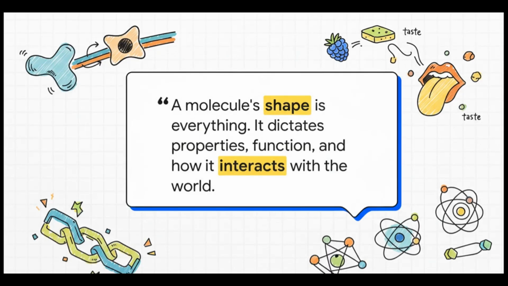And that right there is the ultimate takeaway. A molecule's shape is everything. It's its destiny. That shape dictates whether a drug will fit into a protein in your body, why something tastes sweet or bitter, or how strong a new material will be. Function always follows form, right down to the atomic level.